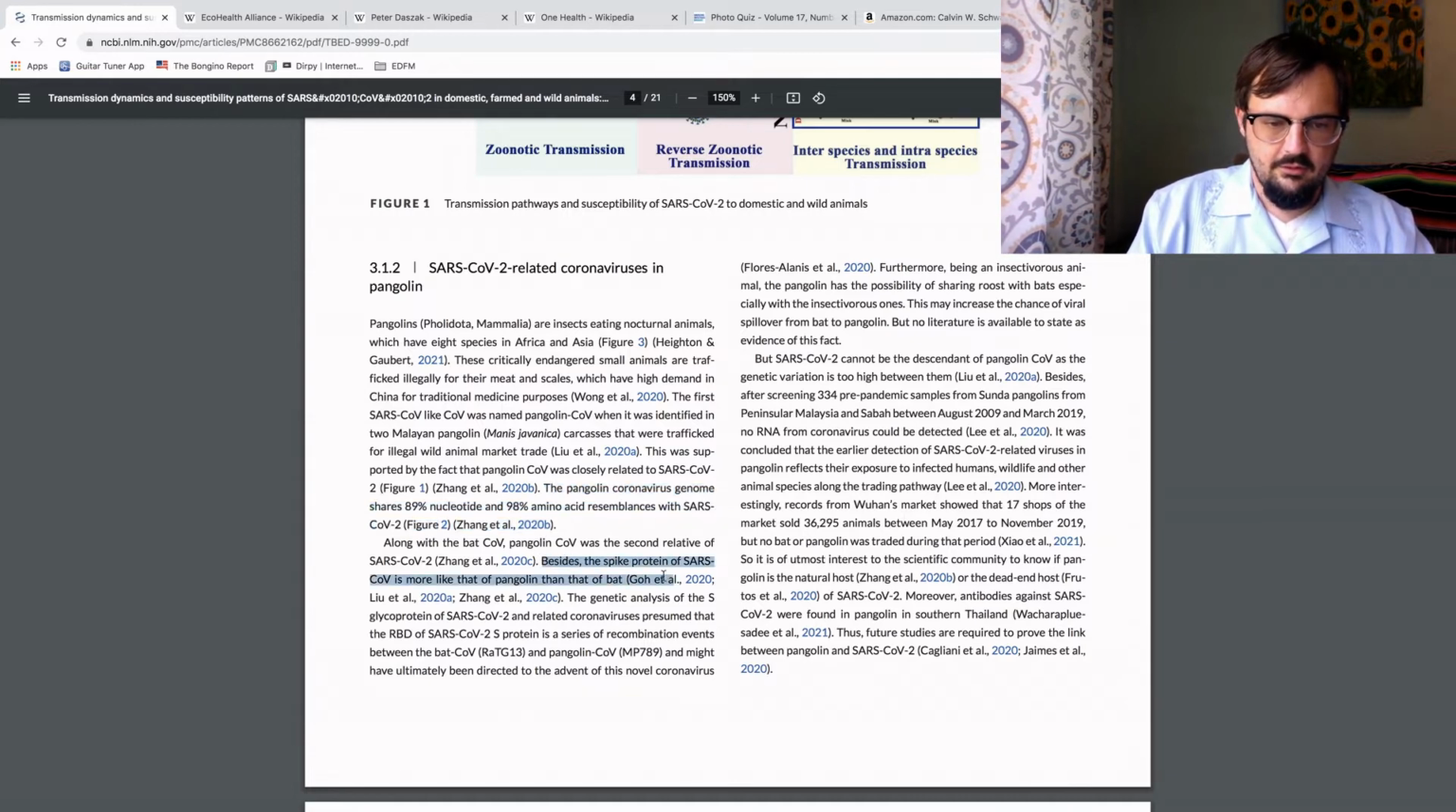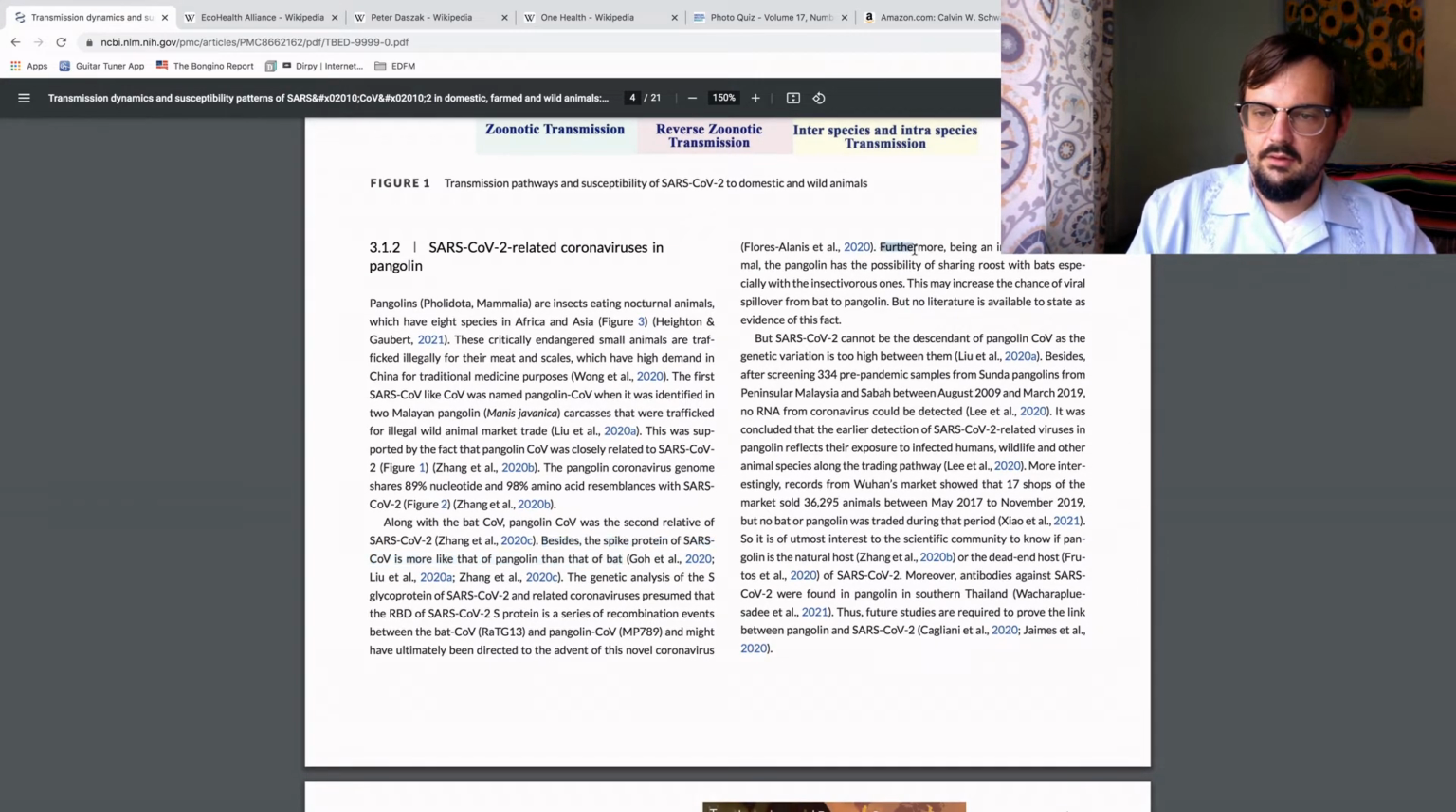The spike protein of SARS-CoV is more like that of pangolin than that of bat. That's interesting. And then, furthermore, being an insectivorous animal, the pangolin has the possibility of sharing a roost with bats, which may increase the chance of viral spillover from bat to pangolin. But no literature is available to state as evidence of this fact. So, bats and pangolins both eat insects, so maybe they're infecting each other that way, but there's no evidence to support that.